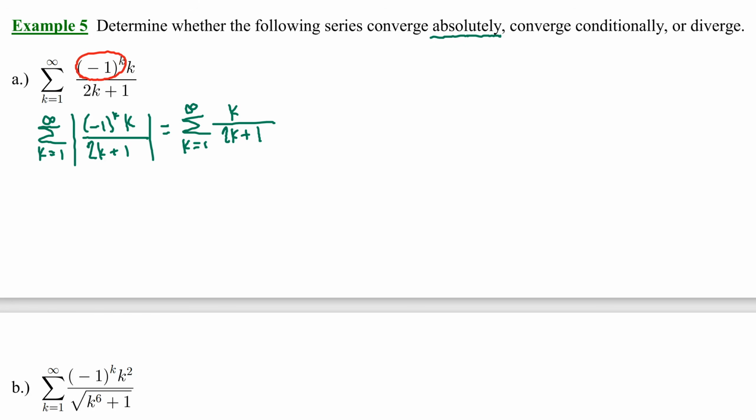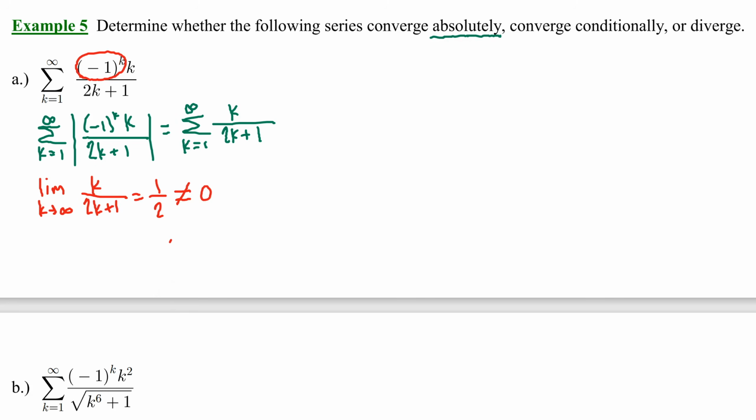Now, looking at the absolute value form of this series, we need to choose a test where we can establish convergence or divergence. Remember, one of the first tests that we learned was the divergence test. So if we find the limit as k goes to infinity of k over 2k plus 1, we find out it's 1/2. Remember, the results of the divergence test, we just want to see, is the limit different from 0? And in this case, it is. So the divergence test indicates that the absolute value form of this series diverges.